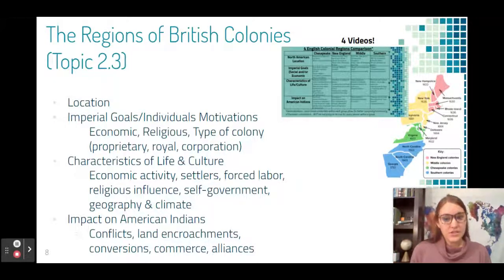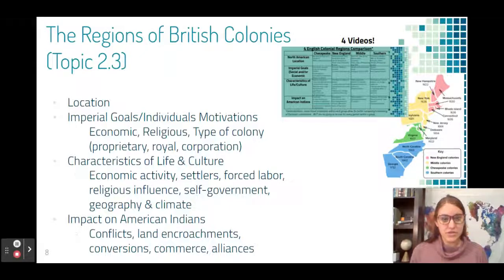So again, looking at these four regions, you want to know where they're located. You want to know the goals of each colonial region. You want to know the characteristics of life and culture. So that's not just economic activity. That also is who is settling there. Was it primarily male? Was it families? Were they religious? Did they emphasize a homogenous society, or were they open to diversity?